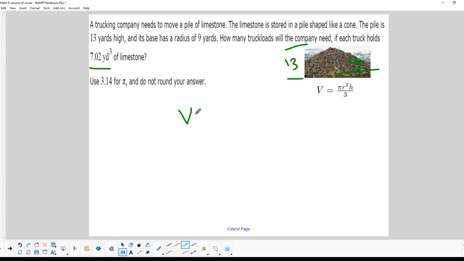So first, let's find the volume of the pile. So that's going to be 3.14 times 9 squared times 13. And then when we get done, we'll divide all of that by 3, all right? So let's get that number first.